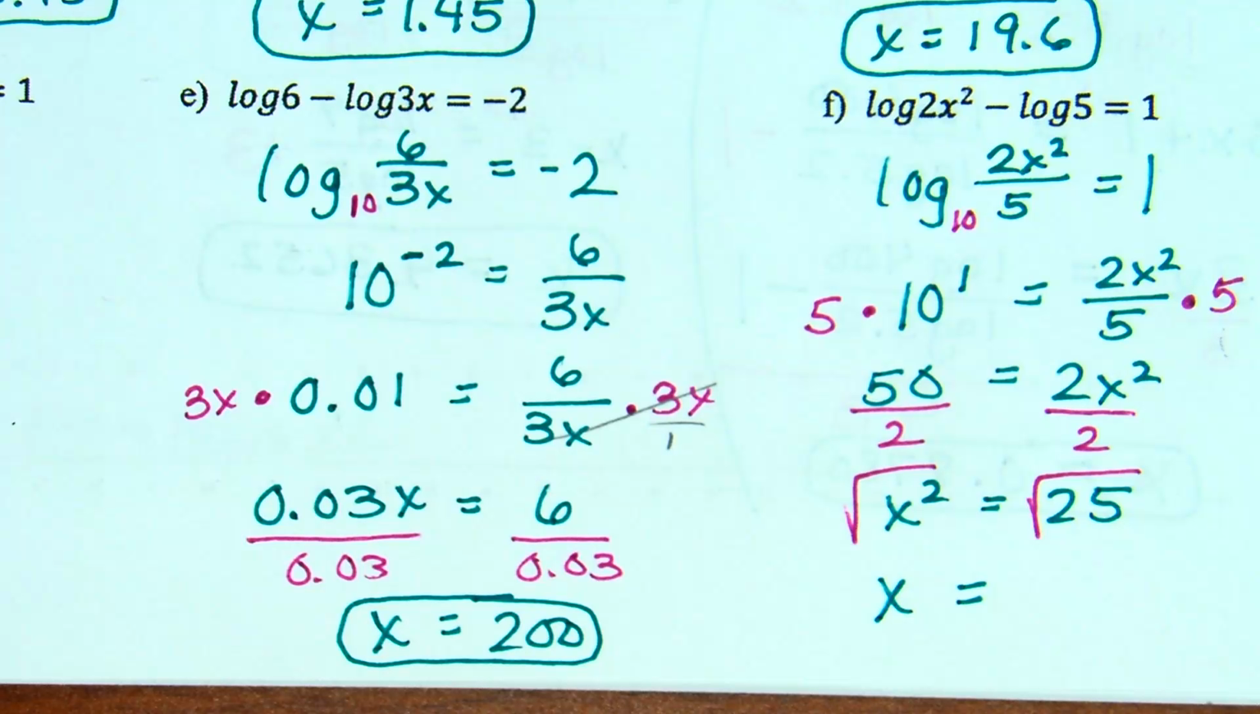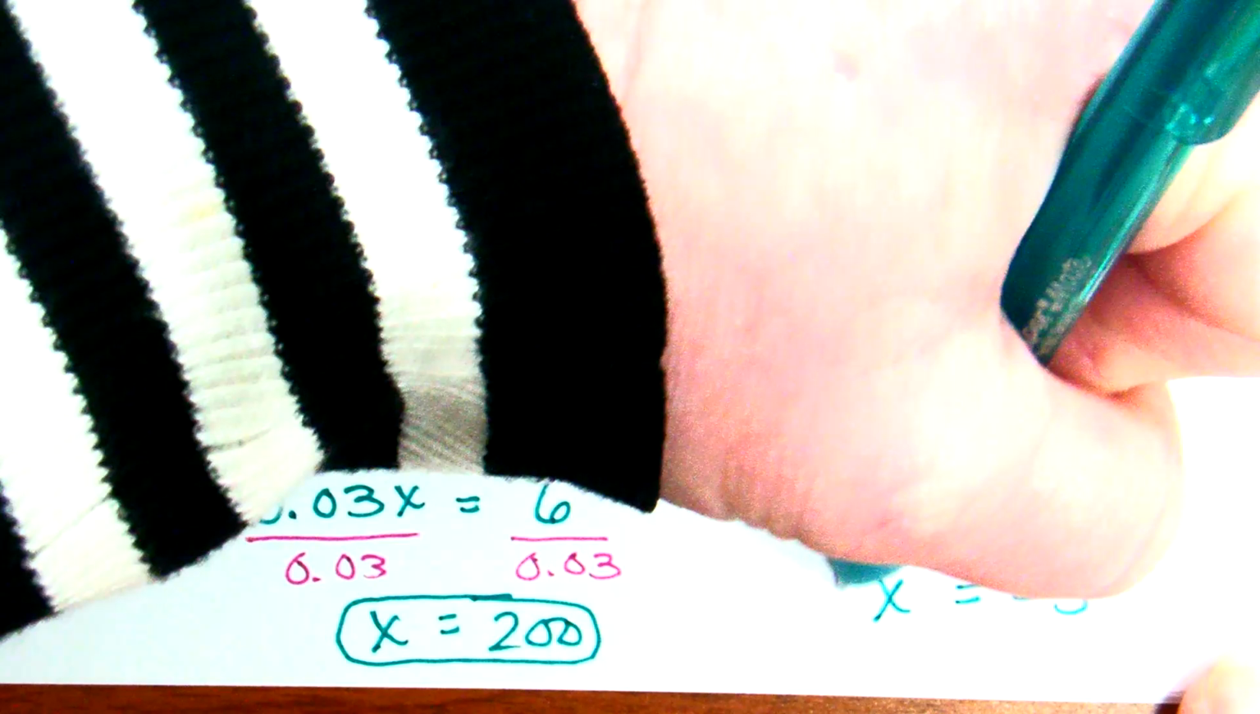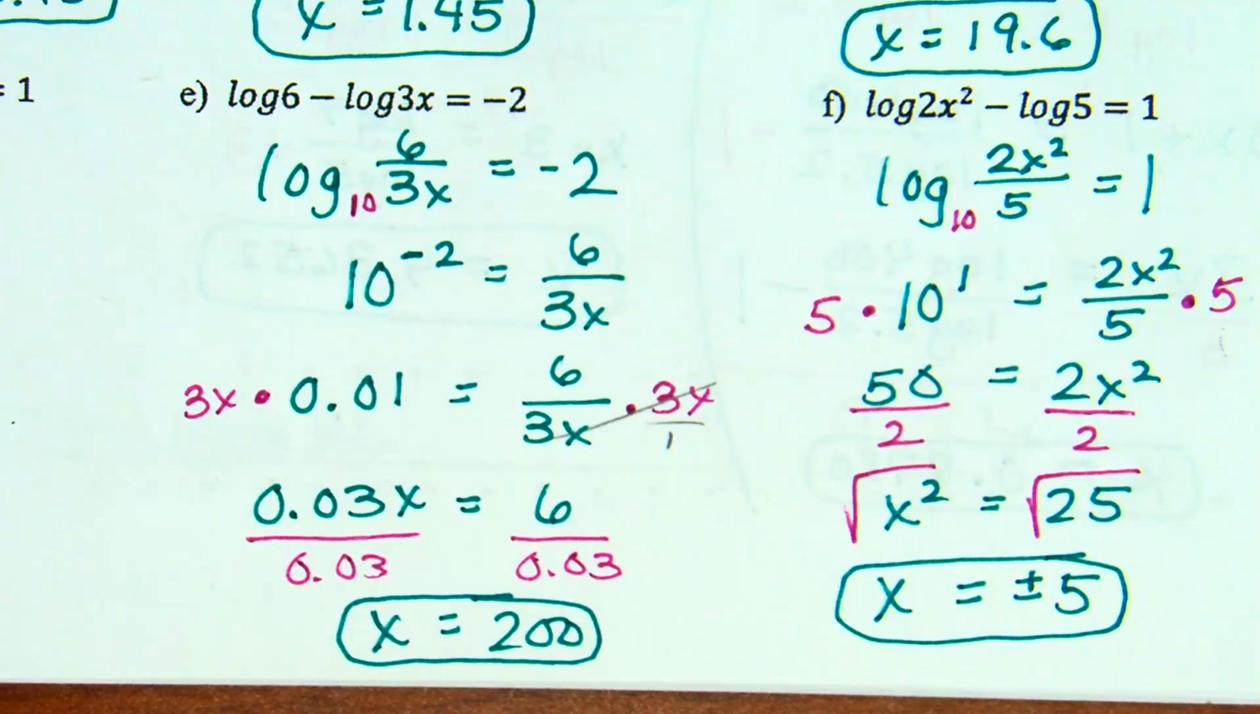Plus or minus 5. Now, pause for a moment. I didn't think about talking about this earlier, but we just got a negative answer. The inside of a log can never be negative. You remember that? So here's what I'm saying. You need to check your answers. I'm not saying it doesn't work. I'm not saying it does work. You need to check.